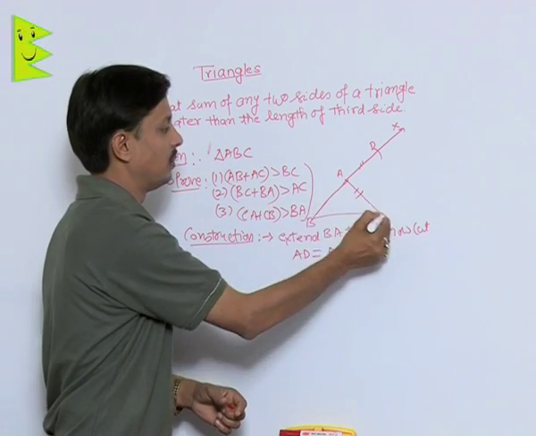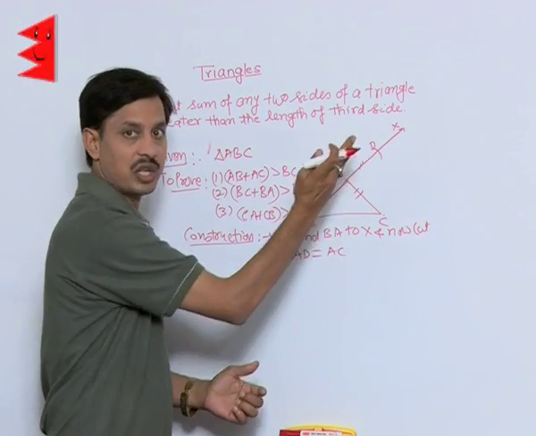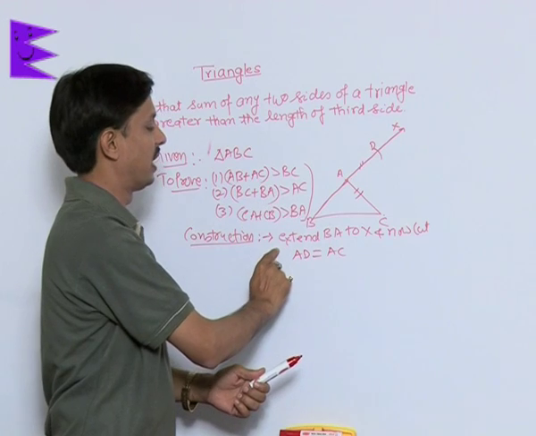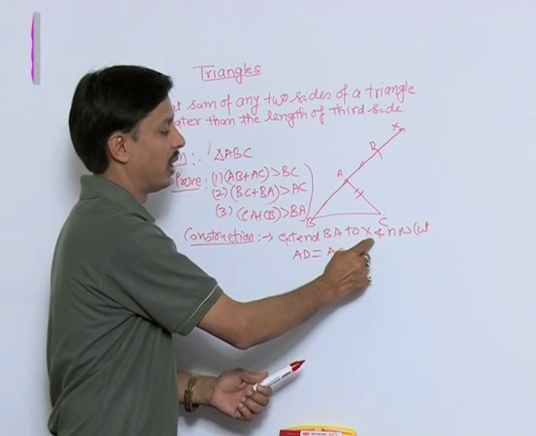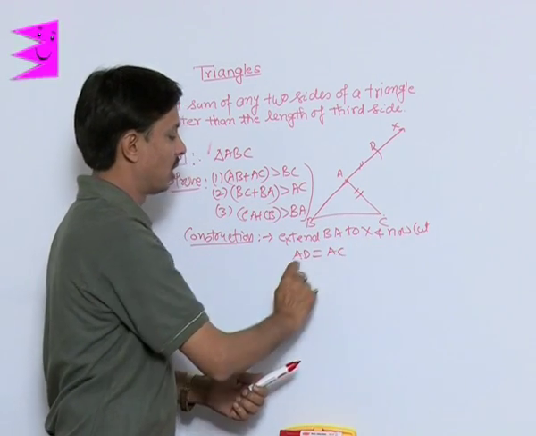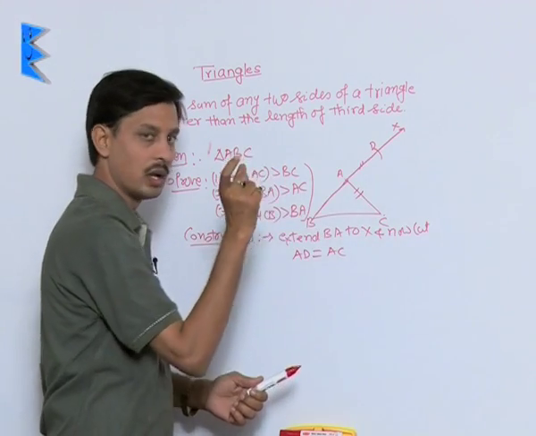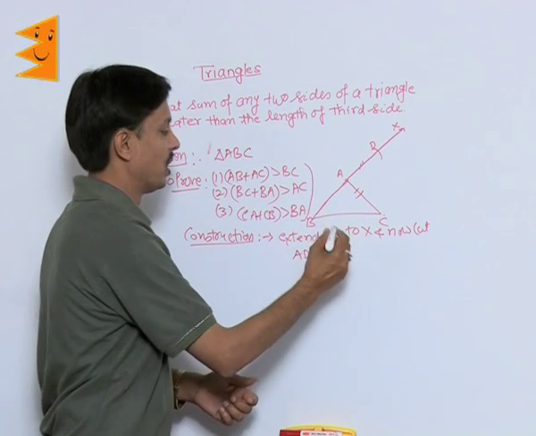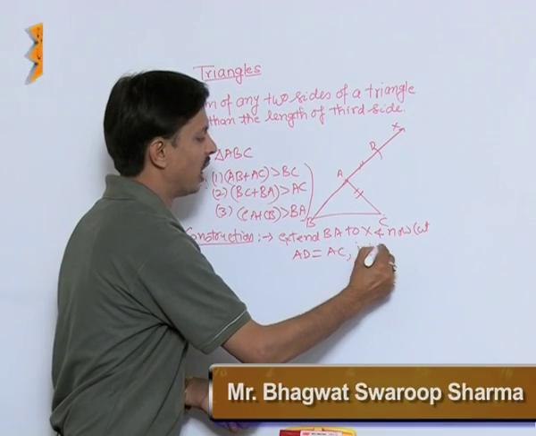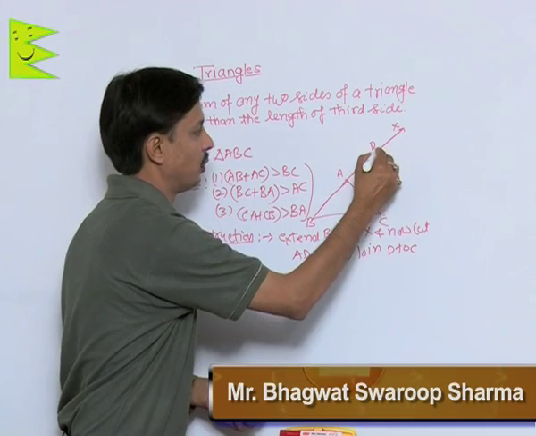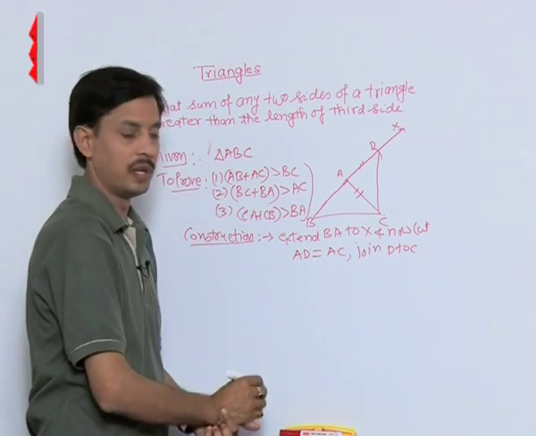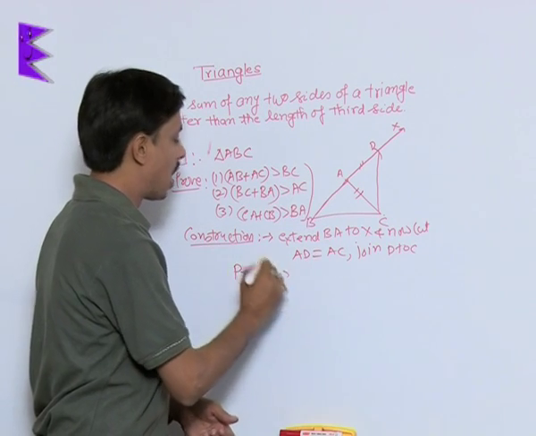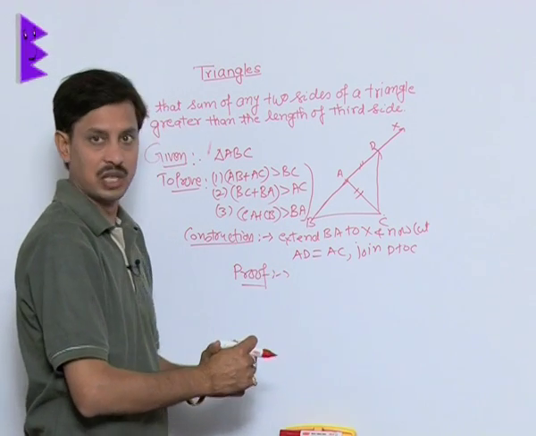This was the figure ABC. BA is extended from the B to A direction, so I am writing extend BA to X, and now cut AD equal to AC. First we will measure AC, then equal to AC we will cut it. Join what? D to C. We will join D to C. Now after it, I am explaining to you the proof, how we will go about proving this result.